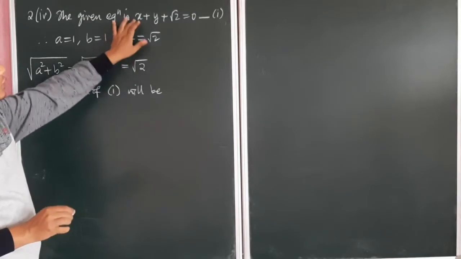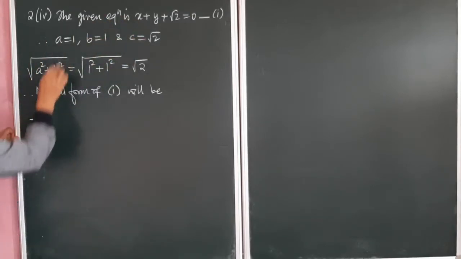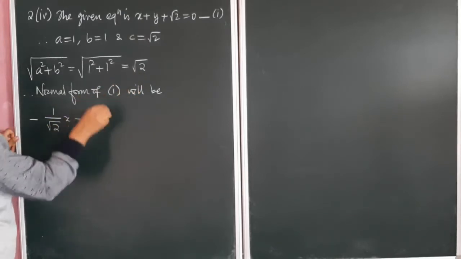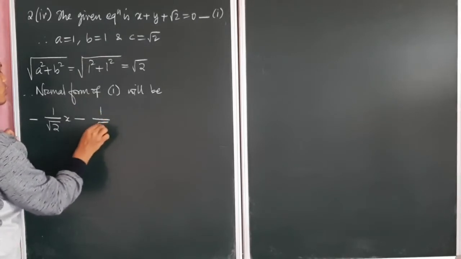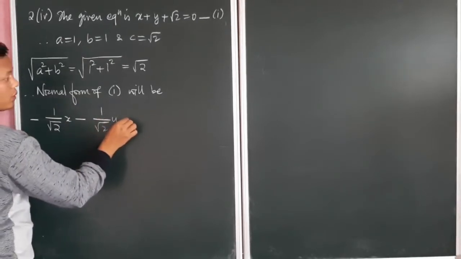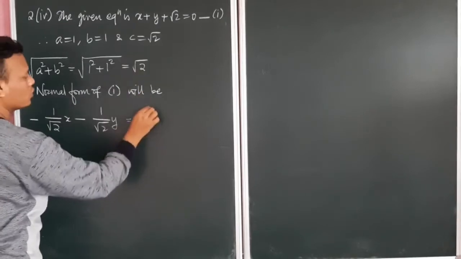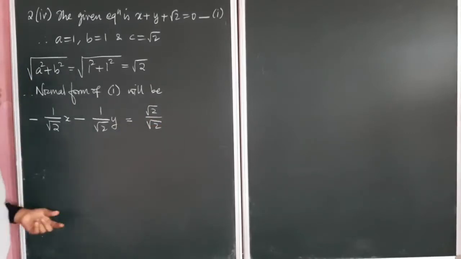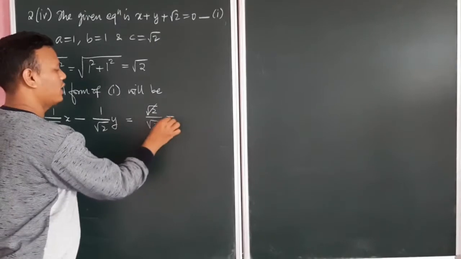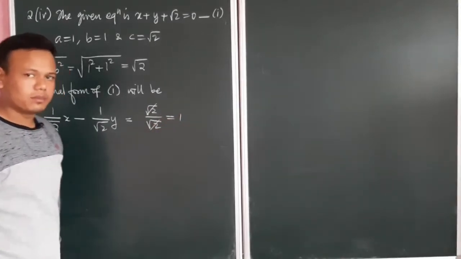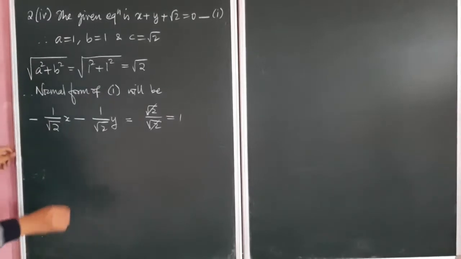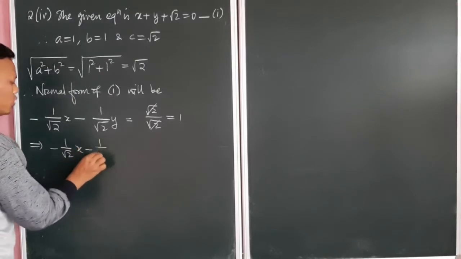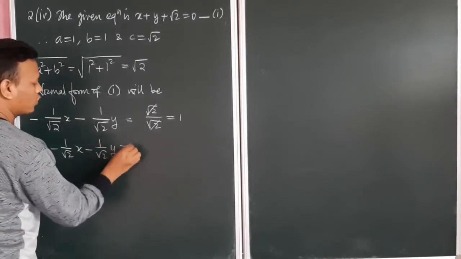The normal form of this equation 1 will be minus a, which is 1 by square root of 2, x, minus b, which is again 1 by square root of 2, y, equals c, which is root 2 by square root of 2. As we can already see, the right-hand side is positive, so we need not multiply both sides by minus. So let me write it again: minus 1 by root 2 x minus 1 by root 2 y equals 1.